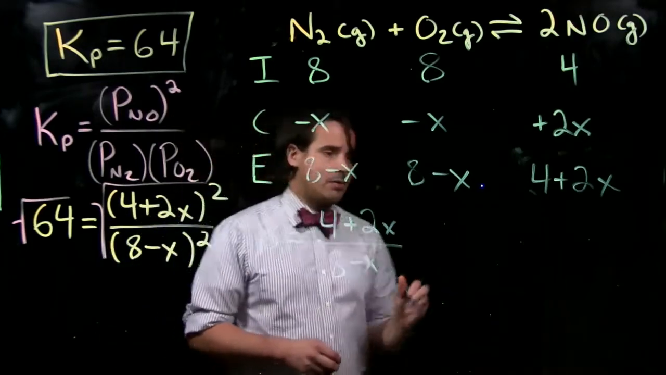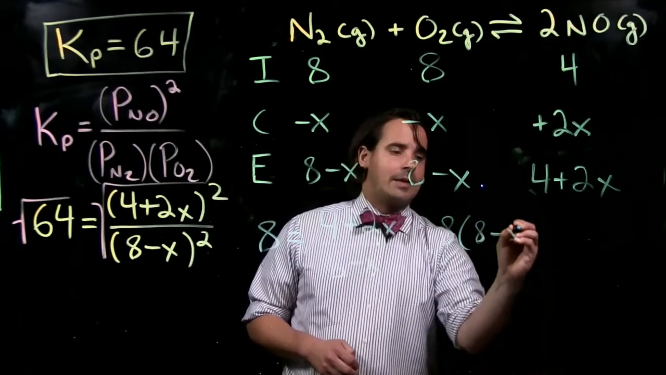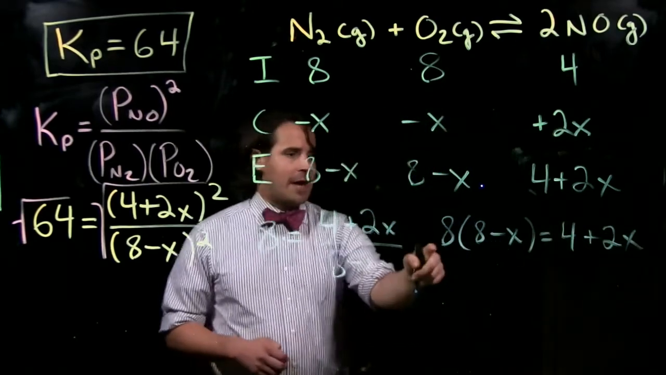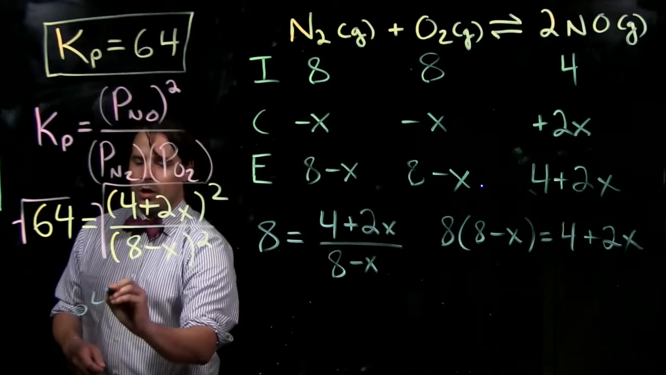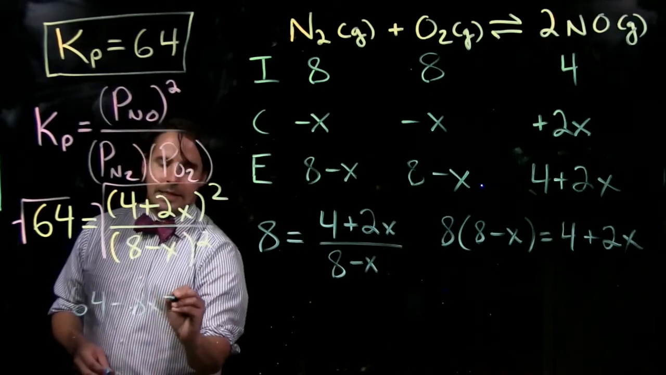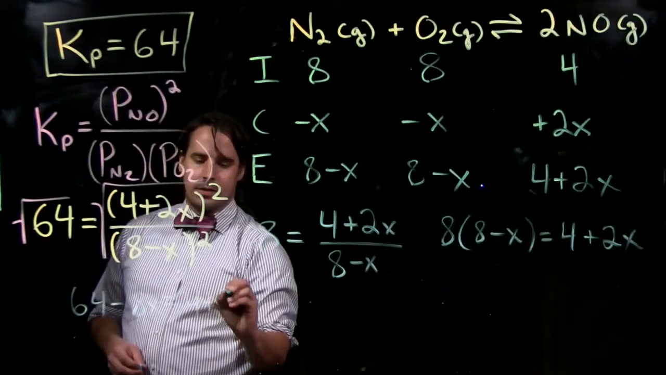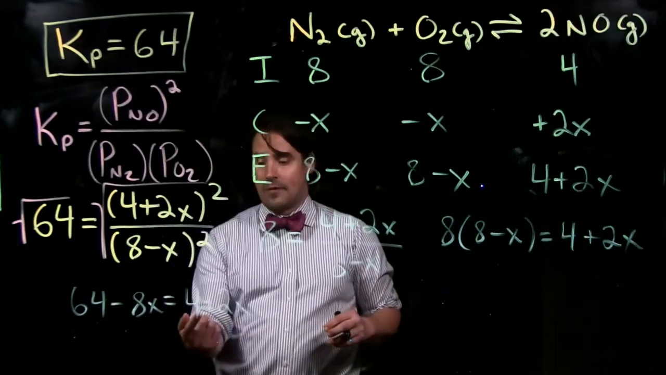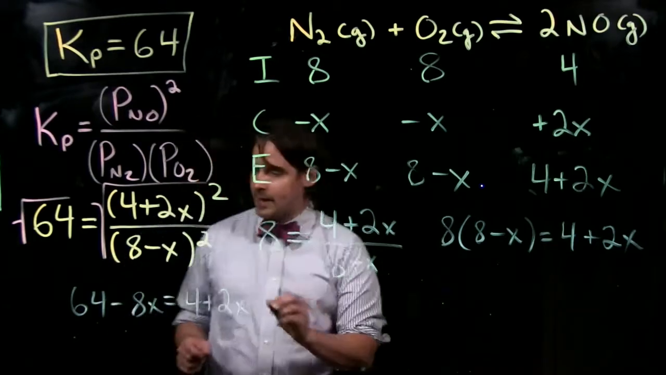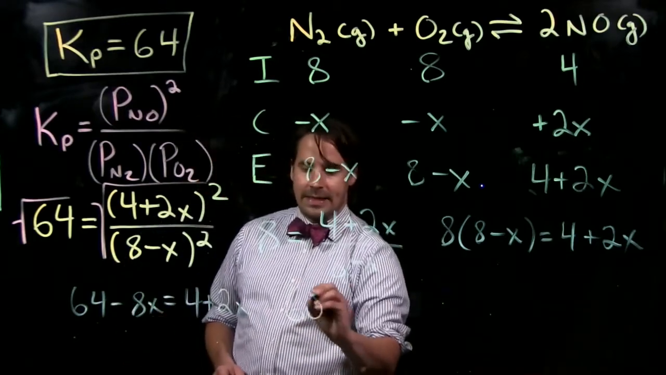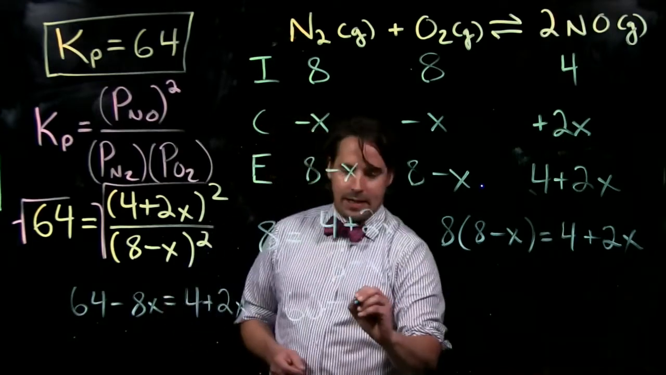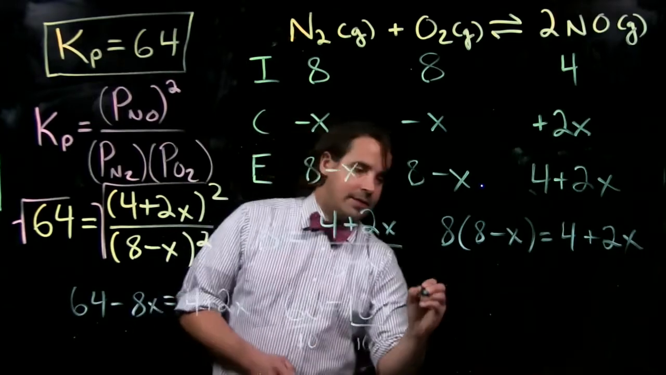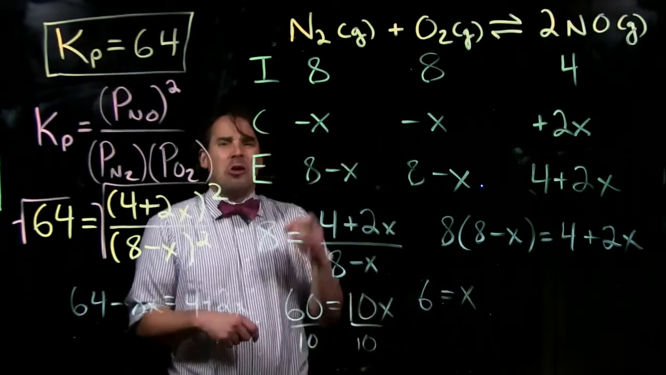We're going to multiply the 8 minus x through, so we'll get 8 times (8 minus x) is equal to 4 plus 2x. Factor this through, so we'll get 64 minus 8x is equal to 4 plus 2x. And then we're just going to add 8x to both sides and subtract 4 from both sides, just get everything to their respective side. So 64 minus 4 is going to be 60, and then 2x plus 8x is 10x. Now divide both sides by 10, and we get 6 is equal to x, and we're almost there.